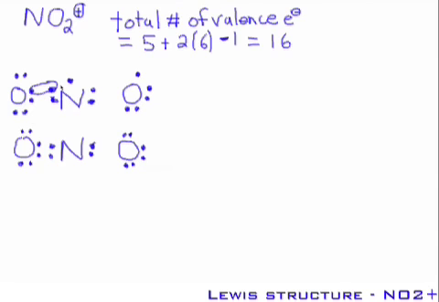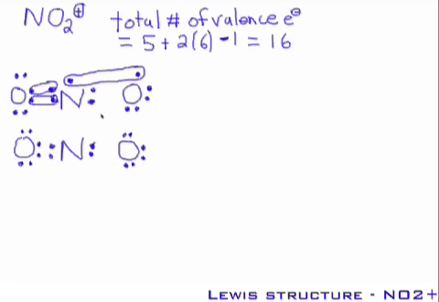Oxygen's not happy. We still got a lot of room on nitrogen, so I can join this guy. The oxygen now has 2, 4, 6, 8. So oxygen's happy. How many do we have on nitrogen? 2, 4, 6, 7. Oh, well, I can join these 2. Nitrogen now is 2, 4, 6, 8. Nitrogen's happy. Oxygen's happy. Both have filled octets. What about this oxygen? 2, 4, 6. Only 6 electrons. What can we do?